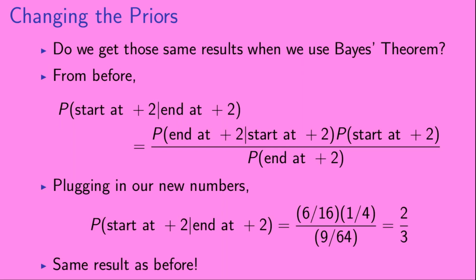Do we get those same results when we use Bayes' theorem? From before, the probability that the object started at +2, given that it ended at +2, is equal to the probability that the object would end at +2 if it starts at +2, times the probability that it would start at +2, divided by the probability that it would end at +2. So plugging in our new numbers, we get 6/16 times 1/4 divided by 9/64, and that's equal to 2/3. And that's the same result as we just got.